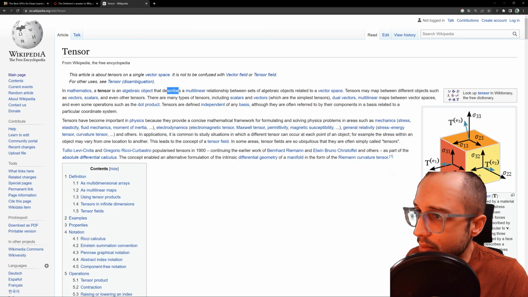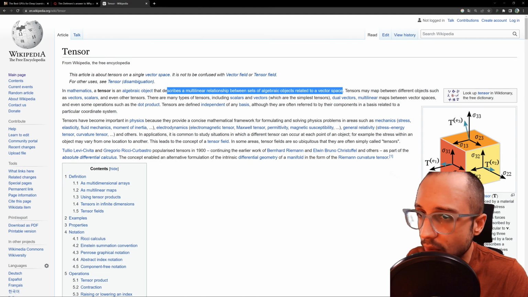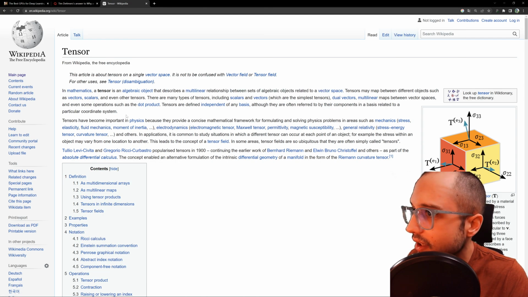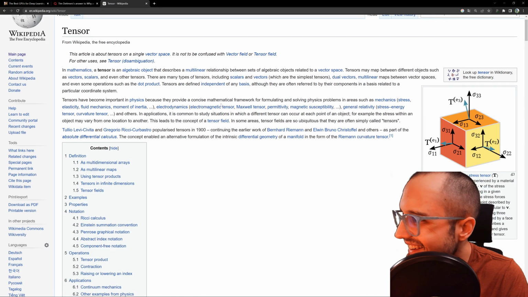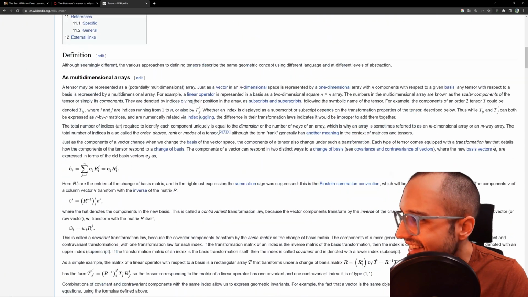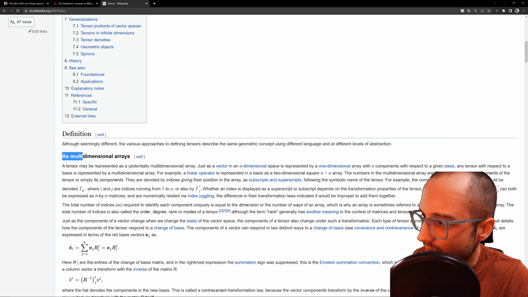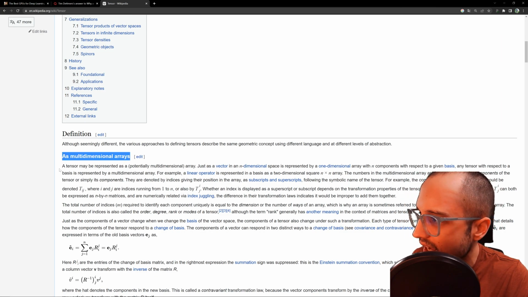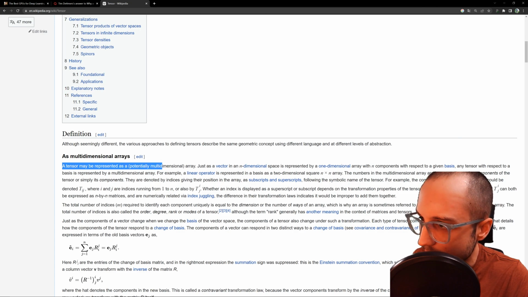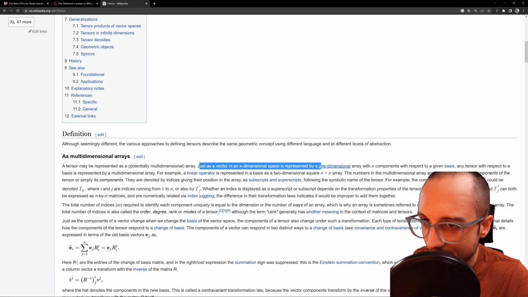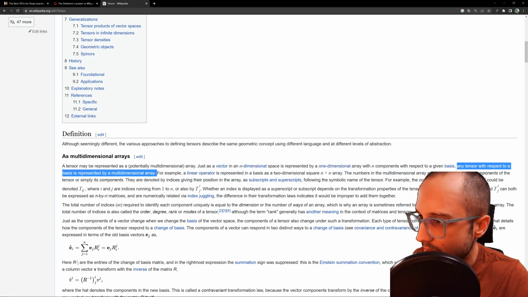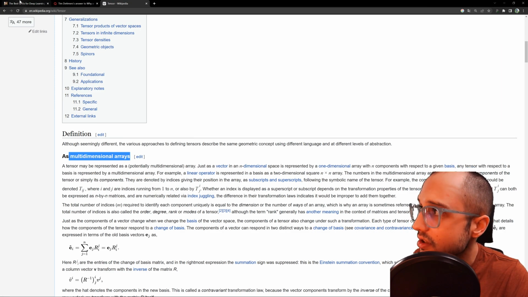Tensor that describes a multilinear relationship between... Wow, what a terrible definition. Definition as multidimensional array. I think this is the better one. A tensor may be represented as a multidimensional array. Just as a vector in an n-dimensional space can be represented with a one-dimensional array, any tensor with respect to a basis is represented by a multidimensional array. I think this is the better definition.